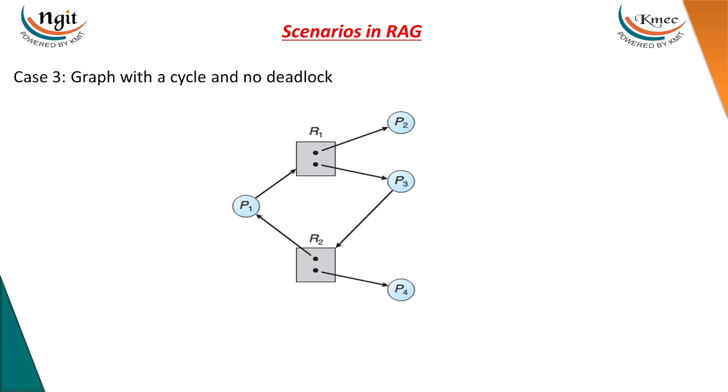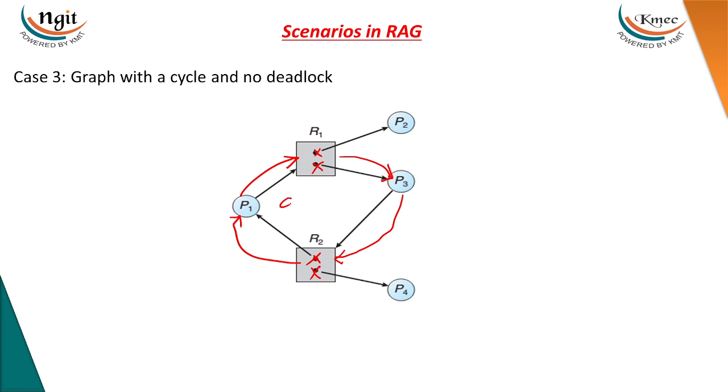Let's see from R2. R2 is held by P1, so this instance is taken, and P1 is waiting for R1. For R1 there is no resource that is free, currently it is not free, but one instance is taken by P3. So from R1 there is P3. P3 is holding a resource and waiting for R2, and there is one resource that is here which is taken by P4.